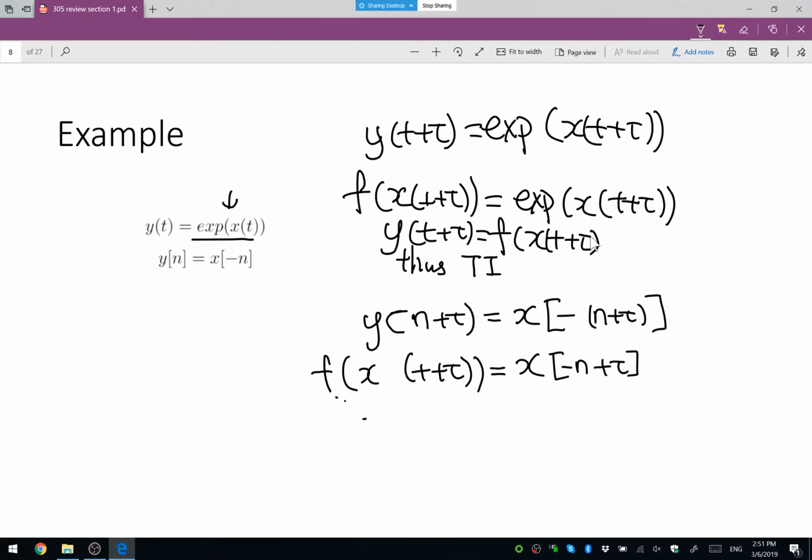So we can conclude that y[n + tau] does not equal f[x(t + tau)]. So this one is not time invariant.